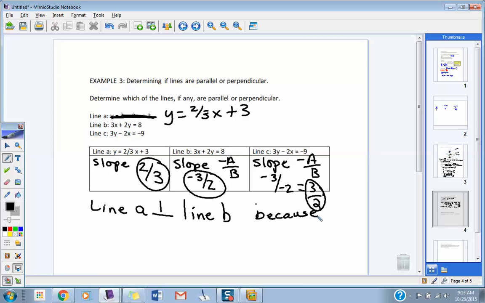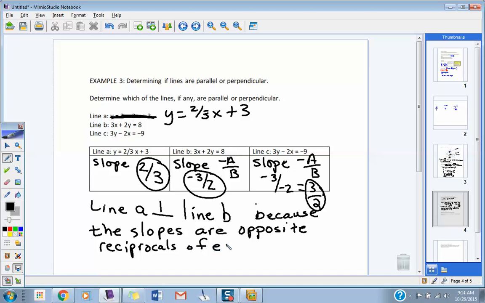They're not the same. But what's the definition of perpendicular slopes again? Well, what characteristic defines lines as perpendicular? Opposite what? Come on. Because the slopes are opposite reciprocals of each other. Good. Because the slopes are opposite reciprocals of each other.